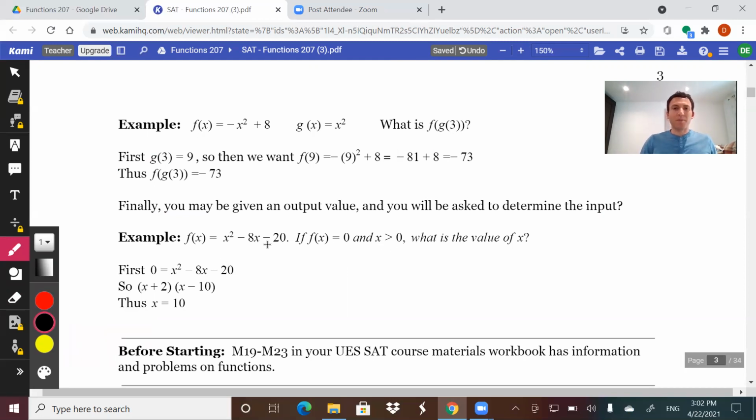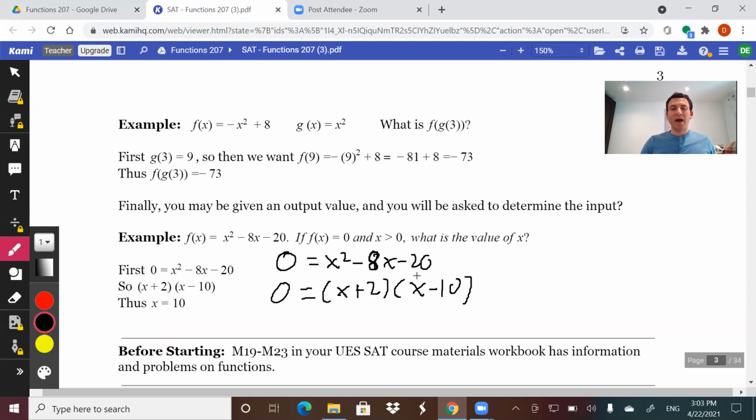In the case of this problem, they give us a function, and they say, hey, when you input x, you output 0 for y, and essentially what value of x is going to get you 0 for y? So we would say 0 equals x squared minus 8x minus 20. That's an 8, by the way. There we go. So we get 0 equals x plus 2, x minus 10, right? Because we have to add to negative 8 and multiply to negative 20. And we get, for values of x, negative 2 and 10.